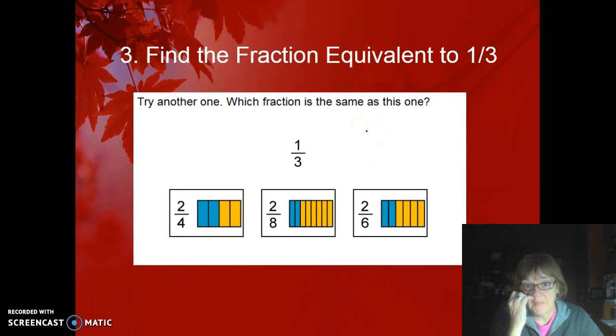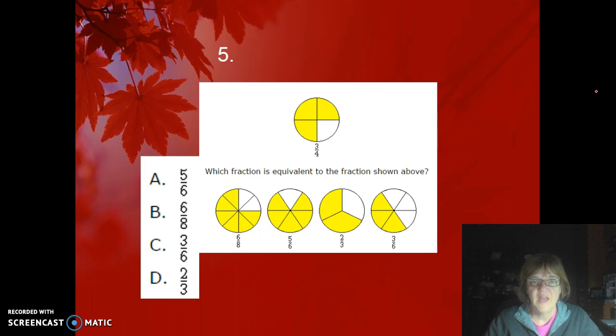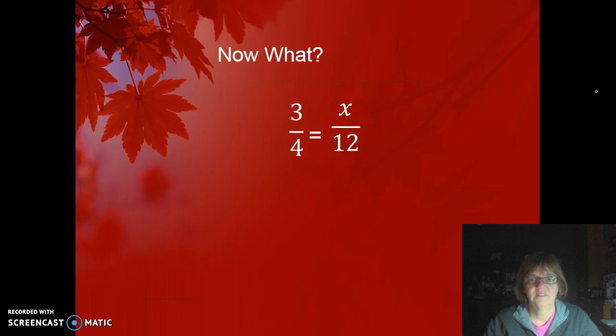Let's look at this one, and you get to tell me which one is equivalent. Okay, another one for you. Pick out the one that's equivalent. And another one. You can do it.